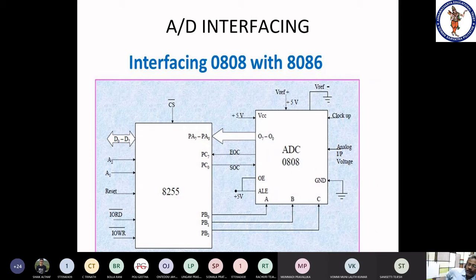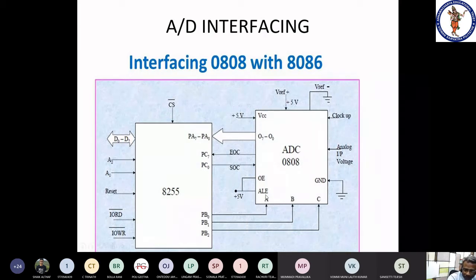This ADC consists of 8 analog inputs, so it is simply called an 8-channel, 8-bit successive approximation type ADC. The 8 channels are the 8 analog inputs. You can connect 8 analog inputs at a time, but the conversion is made on a single analog input at a time. Of these 8 analog inputs, you can choose only one channel for the conversion.